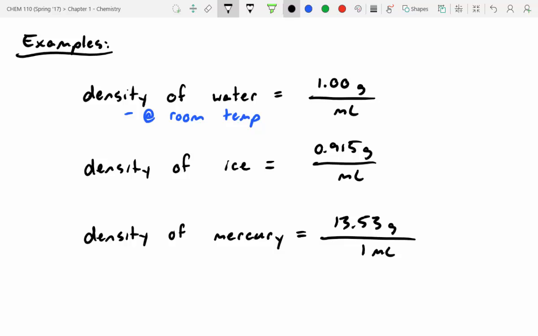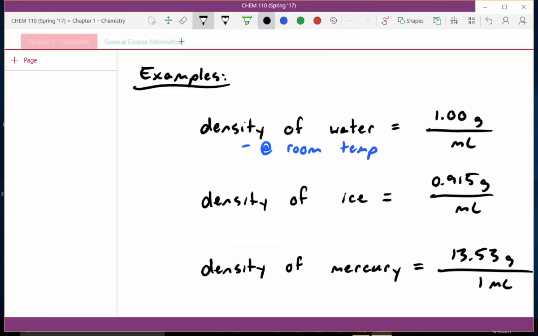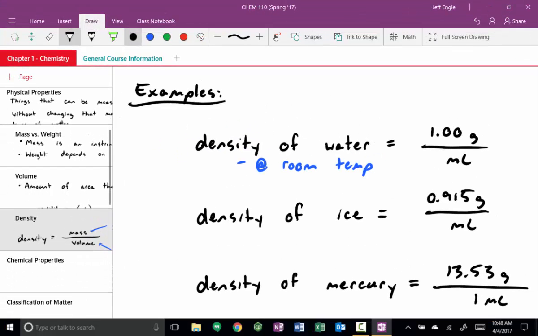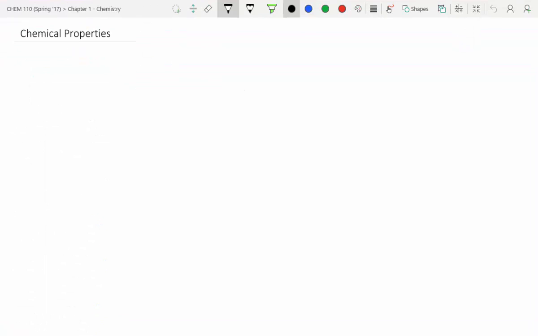All right, so we've talked a lot about physical properties. These are all things we can measure, but we're not changing anything. We do have to investigate chemical properties a lot in this class too. So we'll change gears and talk about chemical properties. So chemical properties are different from physical properties. This describes change. So we are going to change matter.